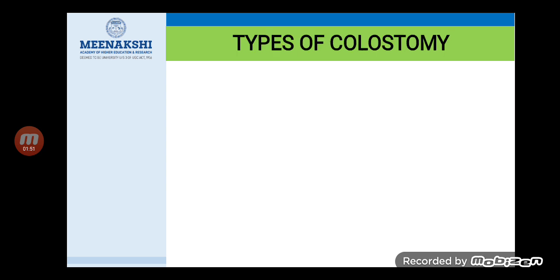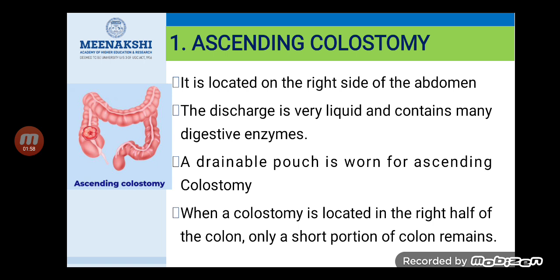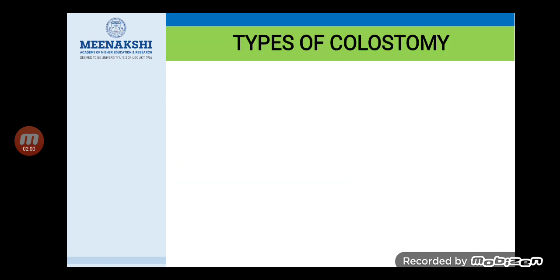Let us discuss the various types of colostomy. Colostomy can be either a permanent colostomy or a temporary colostomy. The permanent colostomy is the one where the colostomy is made permanently into the abdominal wall, whereas temporary colostomy is done to relieve an obstruction which can be corrected by resection of the bowel, or to divert the fecal stream to permit healing of a portion of the bowel.